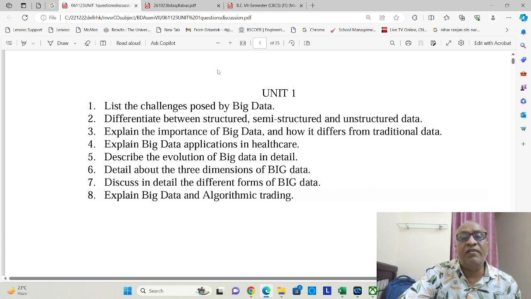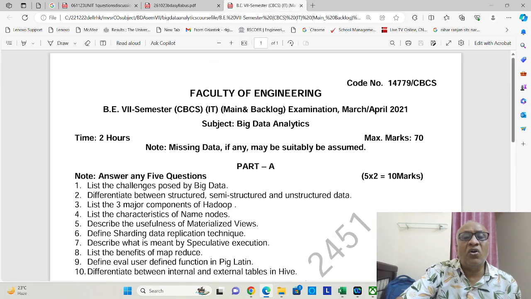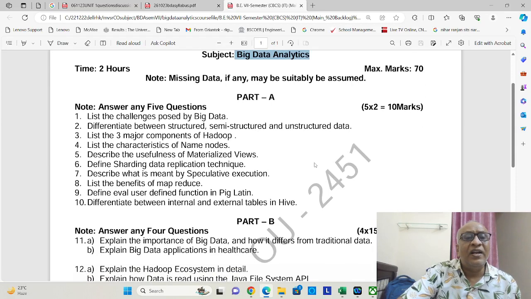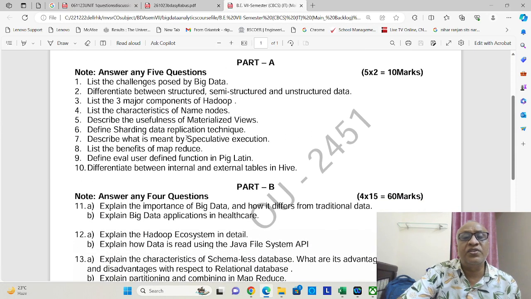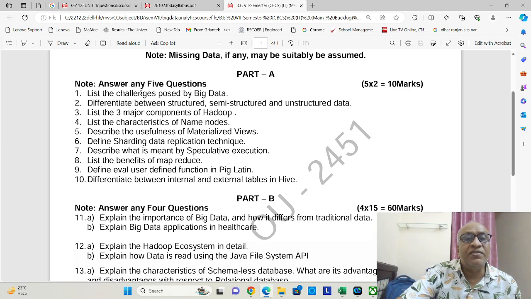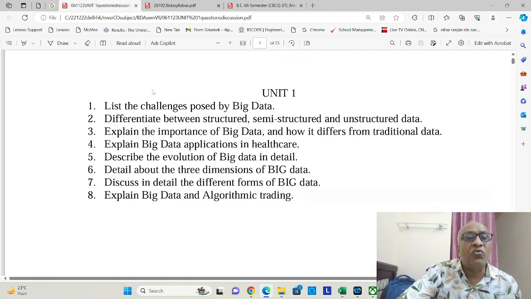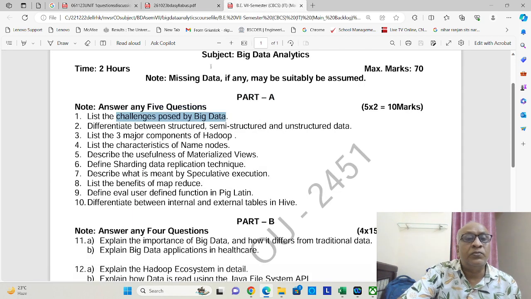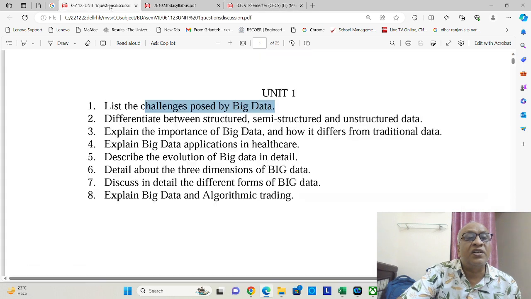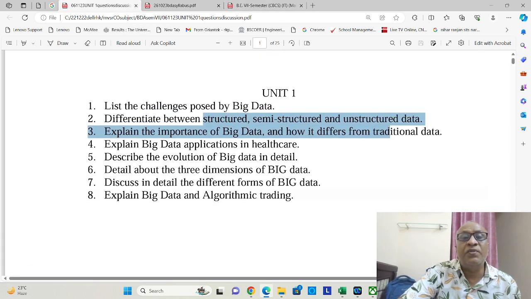Just to validate that, let us just check some paper on the subject big data analytics. This is a semester end paper, and let us look at the questions which we have compiled and make a comparison. You can see here, list the challenges posed by big data. It is there in our question bank. List the challenges posed by big data. Then differentiate between structured, semi-structured and unstructured data. It is there in our question bank.